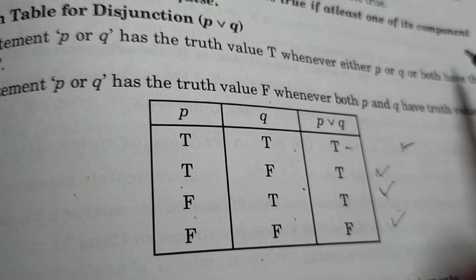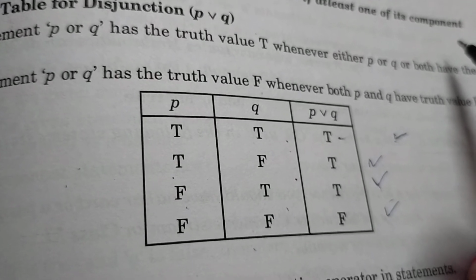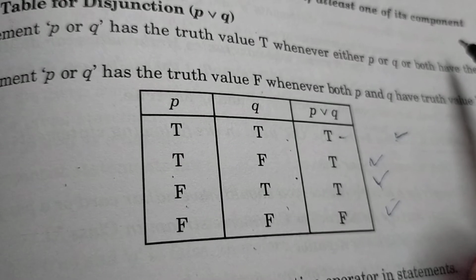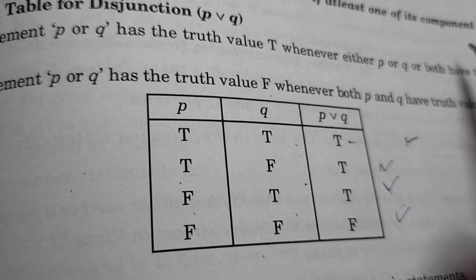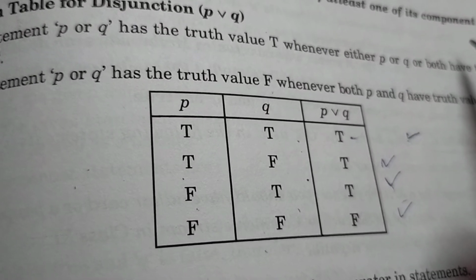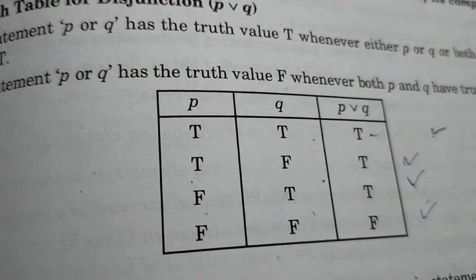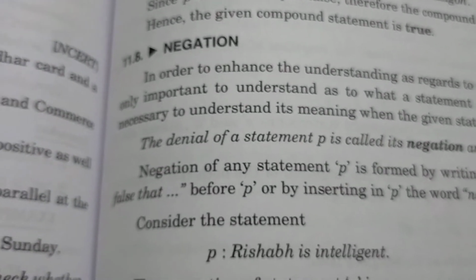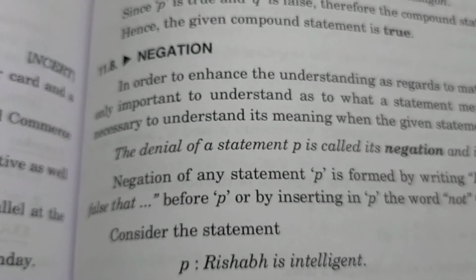Fine, so we need to consider the situation. If any situation is true, then the whole statement is true. If both are false, then the whole statement is false. Rest for the other cases, that's true. In this session, we have learned conjunction and disjunction, the basic logical connectives so far.